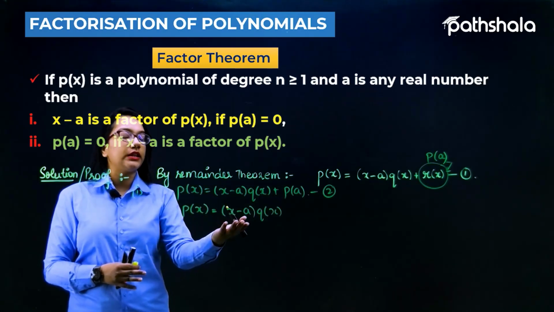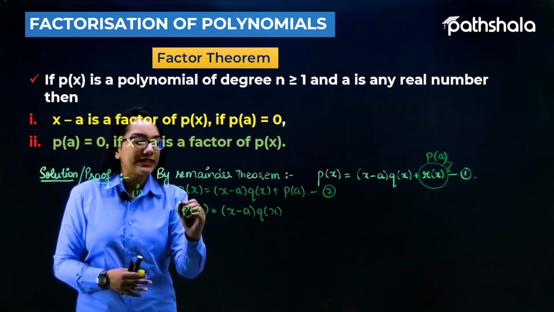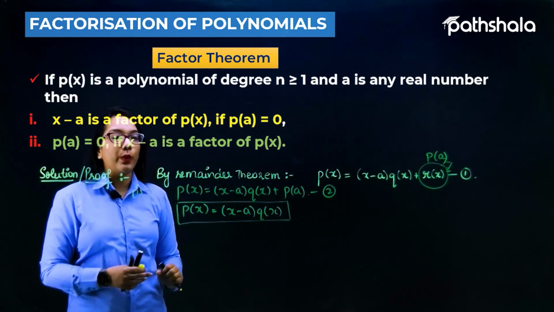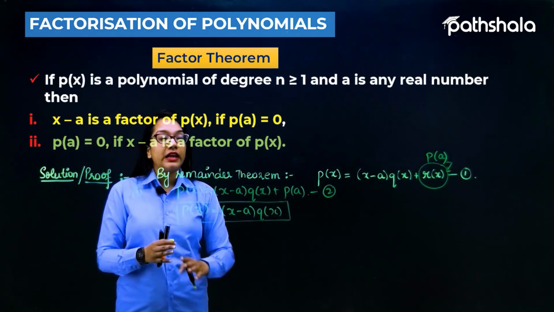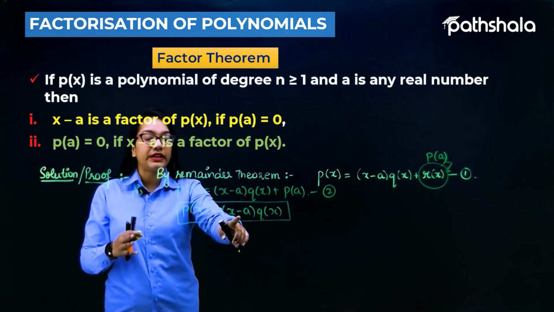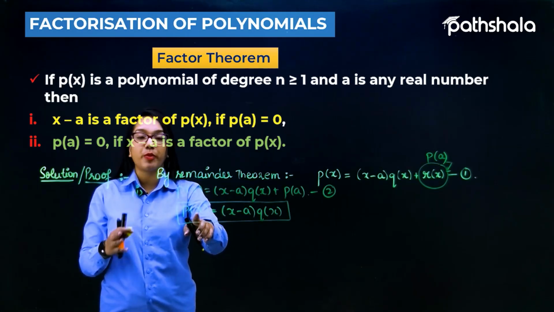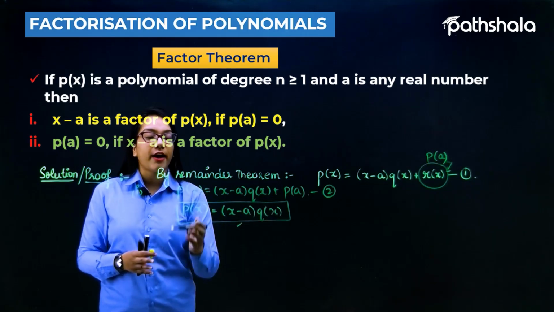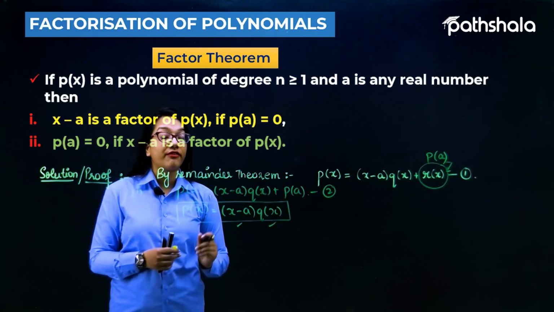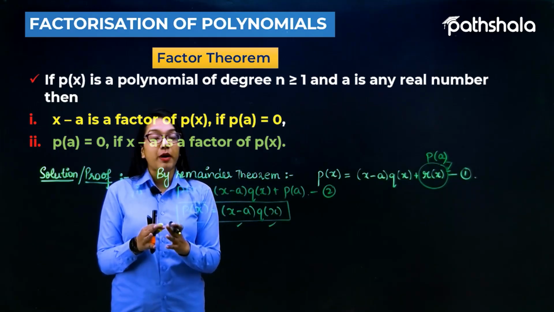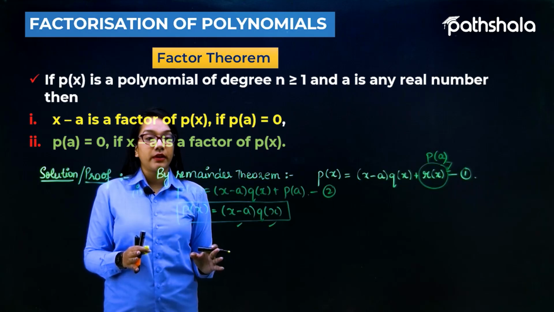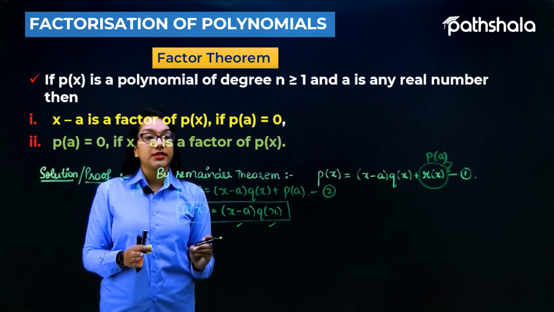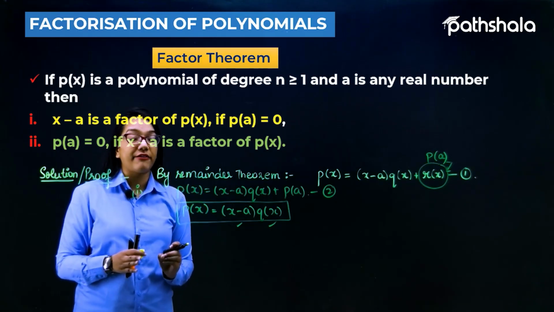So p of x is nothing but x minus a into q of x at the end. From this particular equation, we can say clearly that x minus a is definitely a factor of p of x, because p of x can be written as x minus a and q of x. So x minus a is a factor of p of x, and q of x is nothing but a factor of p of x. So the very first part is clear with the help of the remainder theorem: if p of a, or the remainder, is equal to 0, then x minus a is definitely a factor of p of x.